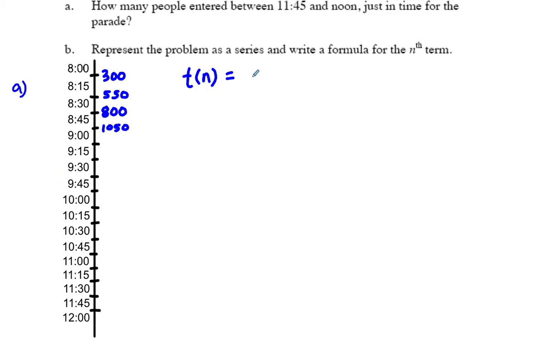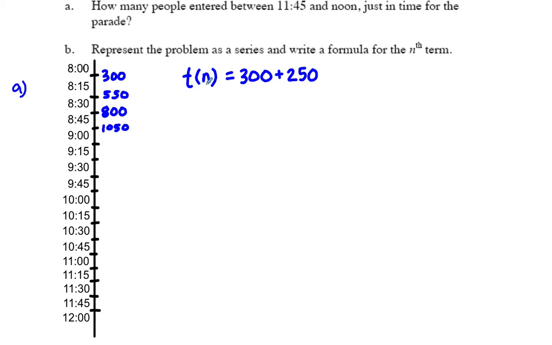As we look at it here, we're going to use the first term form, and I'll go back and show you with the 0th term what that would look like as well. For t of n, I'm going to put my first term, which was 300, and we're adding to that 250 people each time. So our common difference is 250.